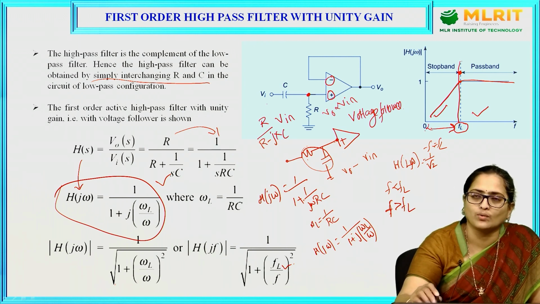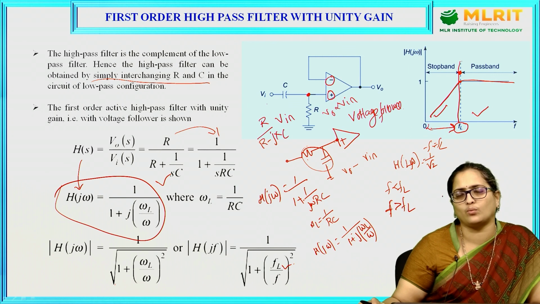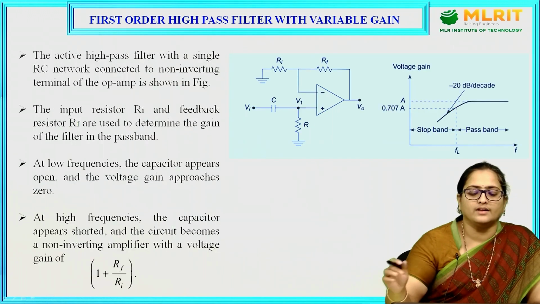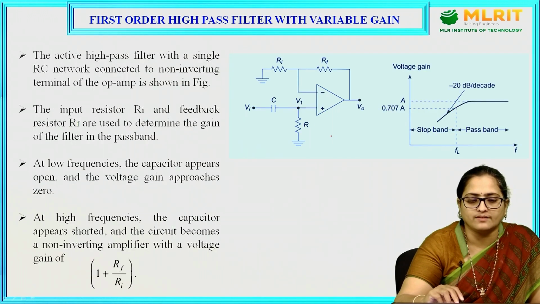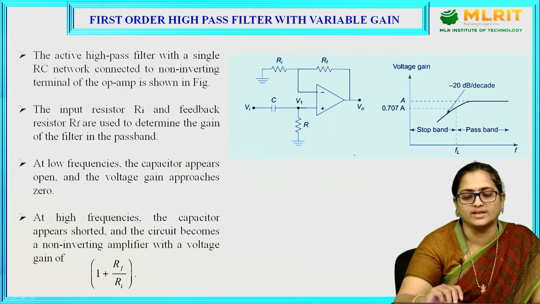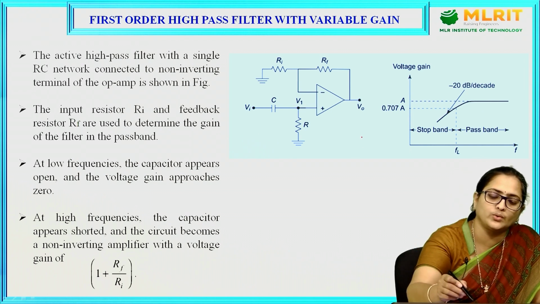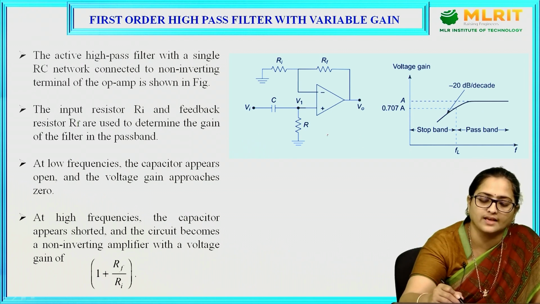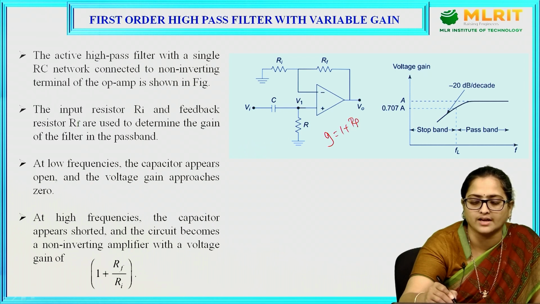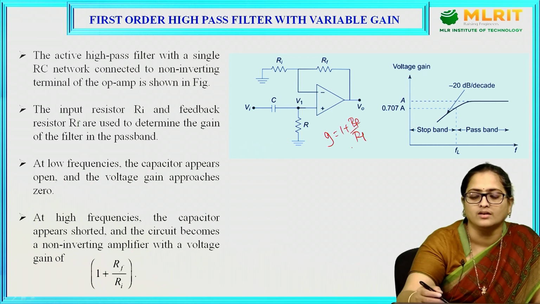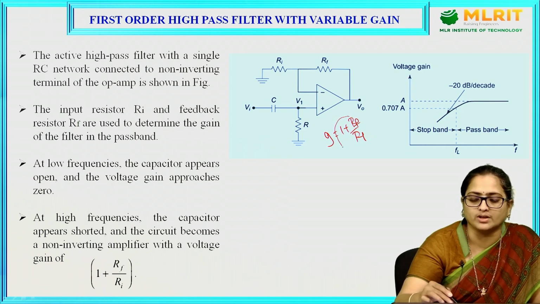That is, the frequency band from 0 to the lowest cutoff frequency will not be allowed through the circuit, and frequencies above FL will be passed through the circuit. Next, this circuit shows the first order high pass filter with variable gain. The difference between the unity gain and variable gain is that the gain for a non-inverting terminal is given as 1 plus Rf by R1.